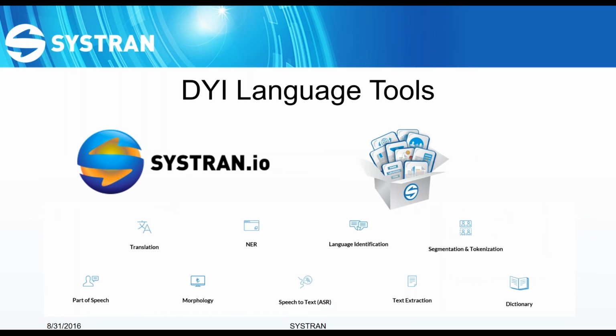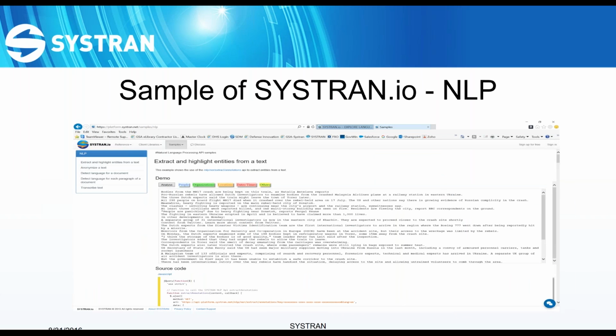language technology modules into your existing platform. We offer a collection of application programming interfaces, or APIs, called SYSTRAN IO. This platform includes modules for text extraction, translation, and natural language processing. You'll notice on this slide a lot of different capabilities like named entity recognition, or NER, language identification, and speech to text. Here we have an example of natural language processing where you see entity extraction.